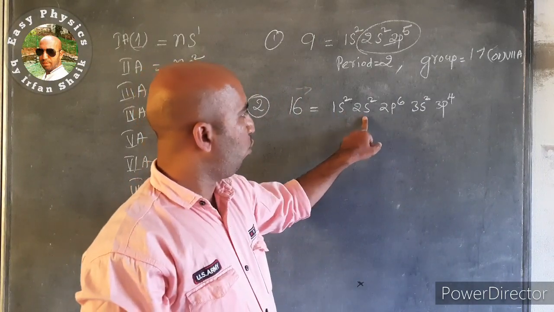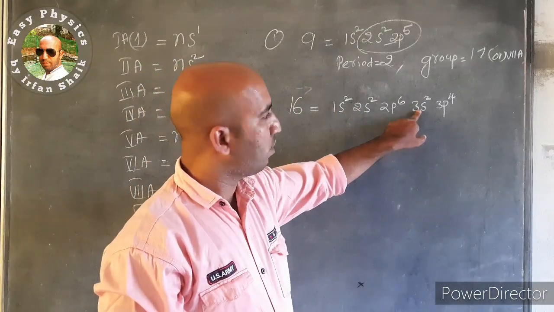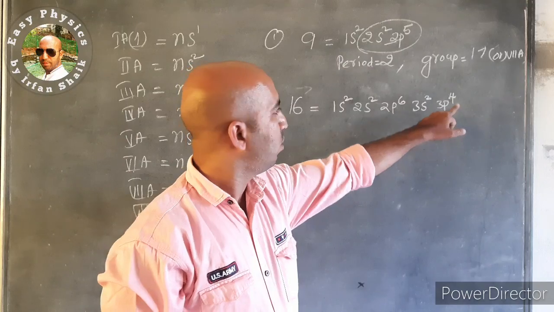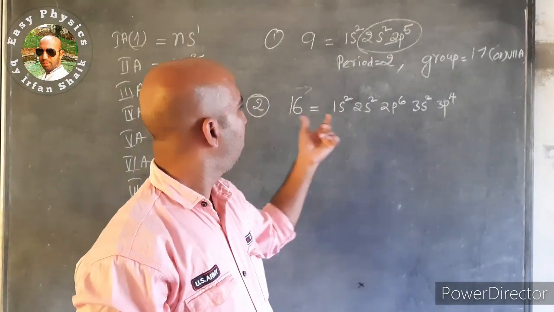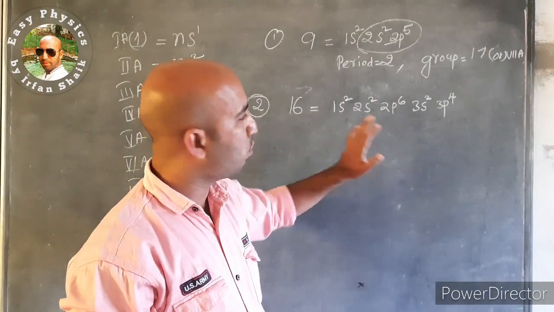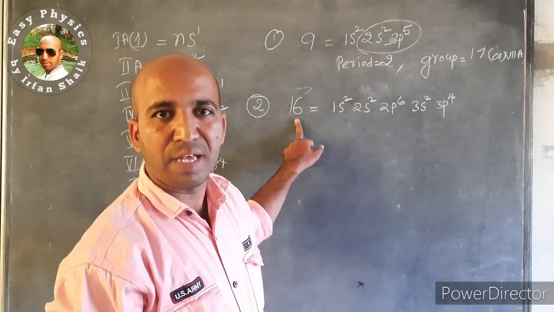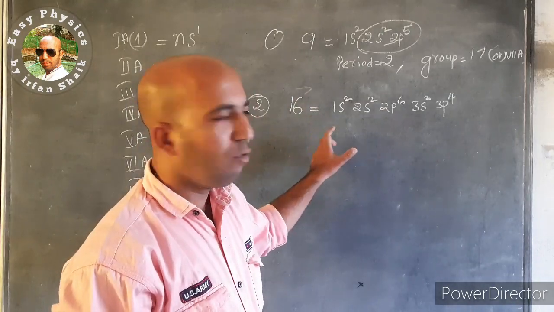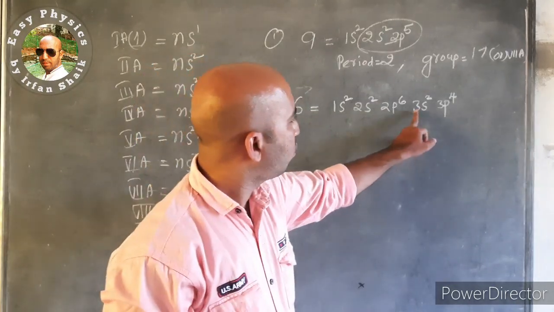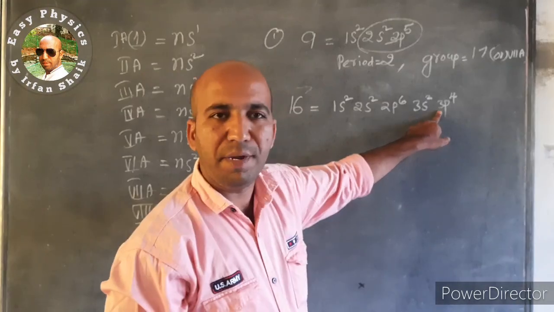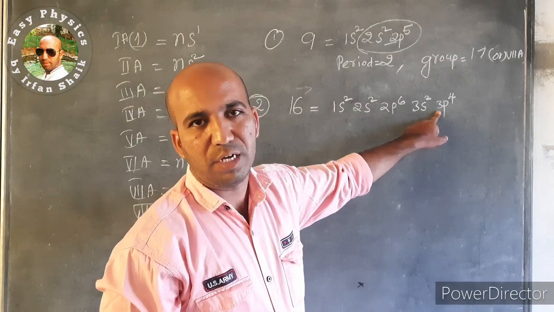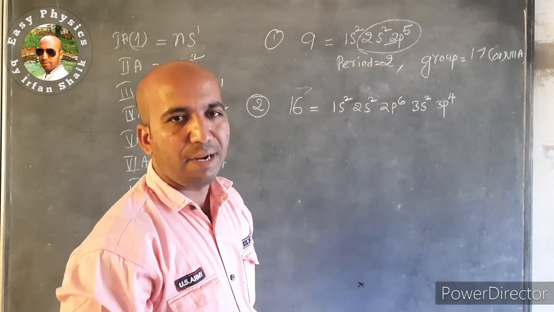1s2, 2s2, 2p6, 3s2, 3p4. So 16 electrons for atomic number 16. This is the electronic configuration of the element having atomic number 16. Here, what is the valence shell? 3s2, 3p4. That means the third shell is the valence shell, so the period number is 3.